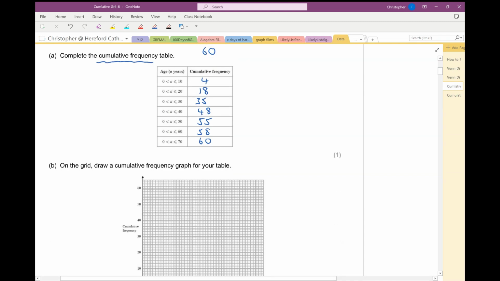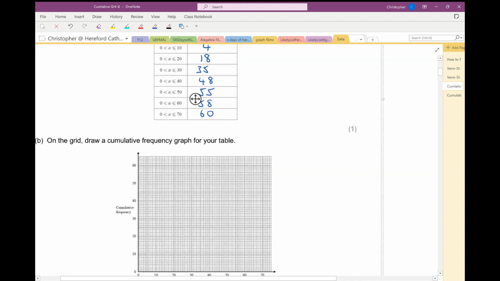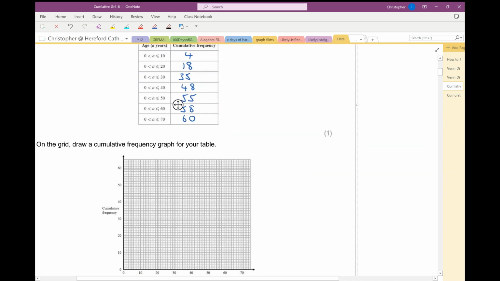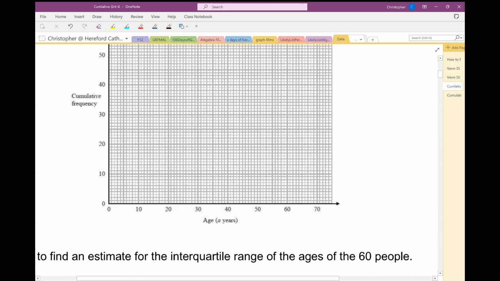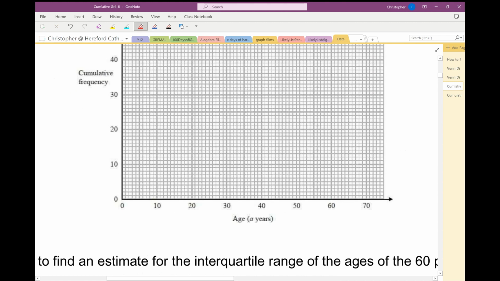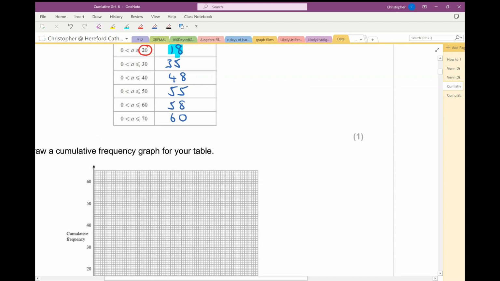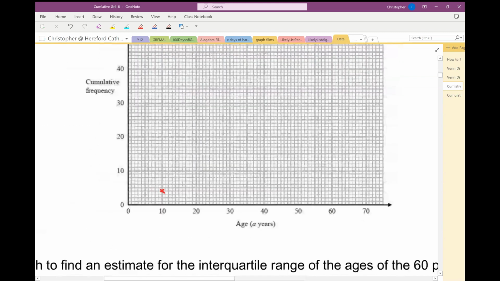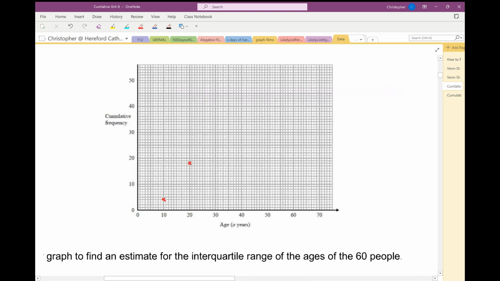On the grid, draw a cumulative frequency graph. Now I won't make you watch me do this, but just to remind you that you're going to use the ends of these groups here. So I'm going to plot a cumulative frequency of 4 against an age of 10. And I'm going to plot a cumulative frequency of 18 against an age of 20. So that's how I'm going to plot my points.